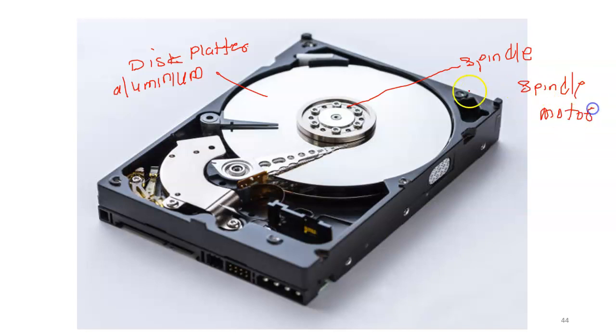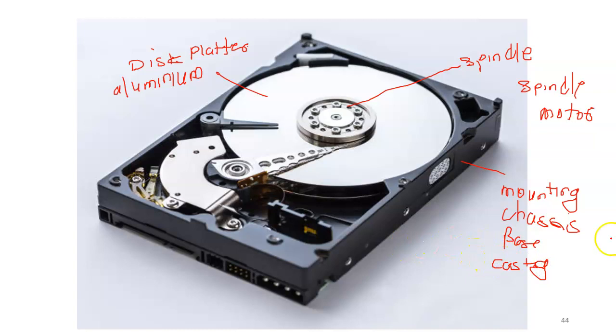Below that spindle there is the spindle motor, and all these components are mounted on this chassis. This chassis is known as the mounting chassis, or base casting.